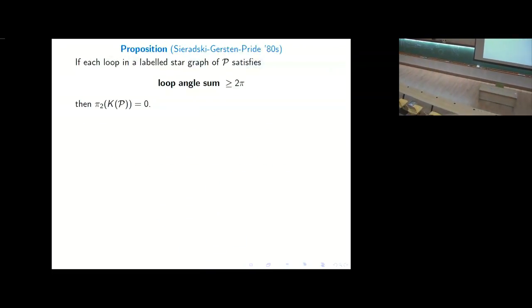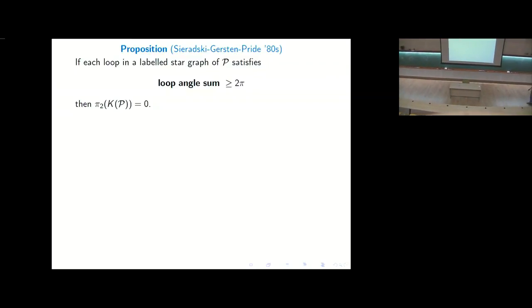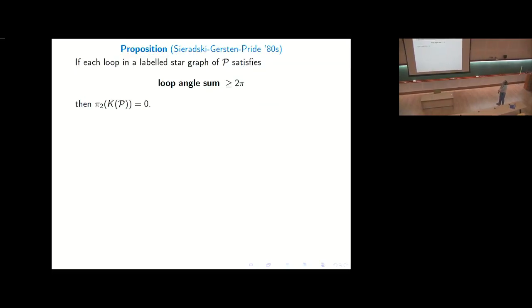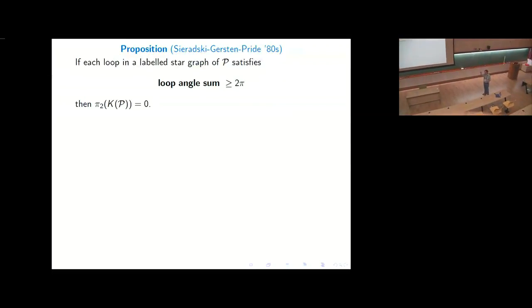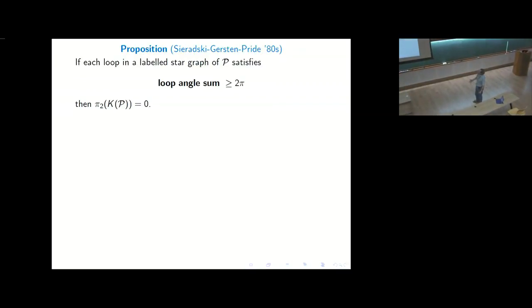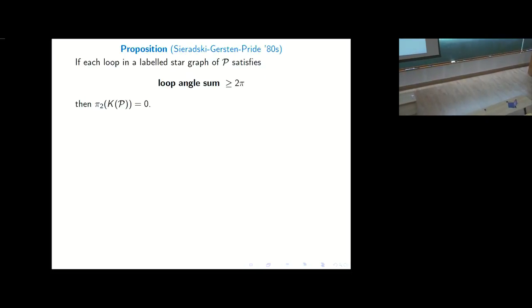So here's a nice proposition which actually developed over time. There was a simpler version due to Sieradski, and then Gersten and Pride independently worked on it. I can't put a date, but it emerged in the 1980s. It's very simple to prove. And it says this: if each loop in a labeled star graph of a presentation satisfies that the loop angle sum is greater than or equal to 2 pi, then we've got what we want. The space is aspherical. So what does that mean?